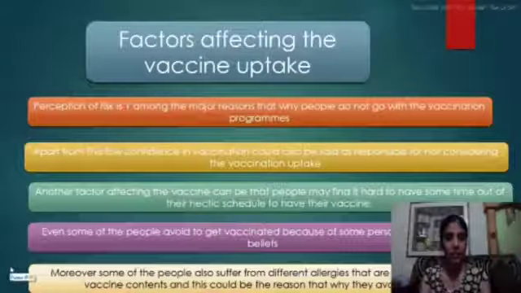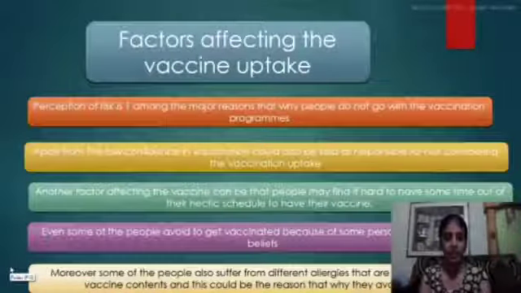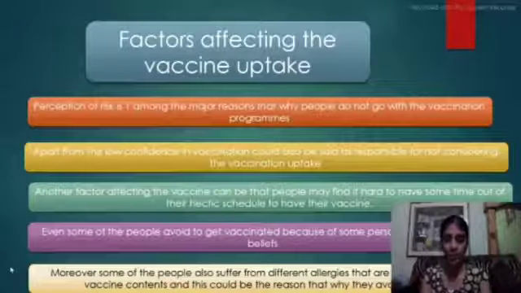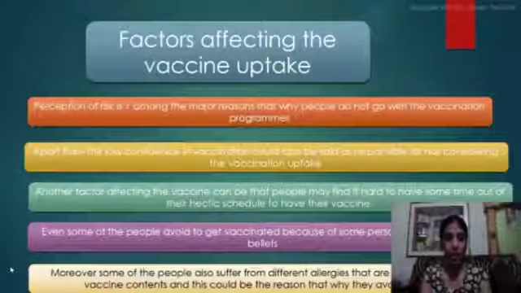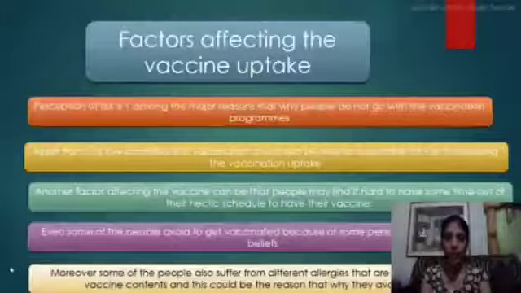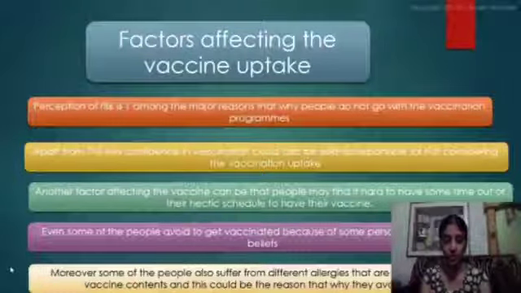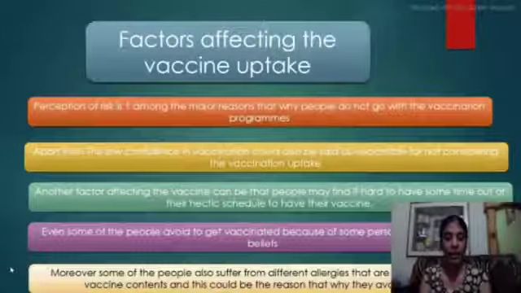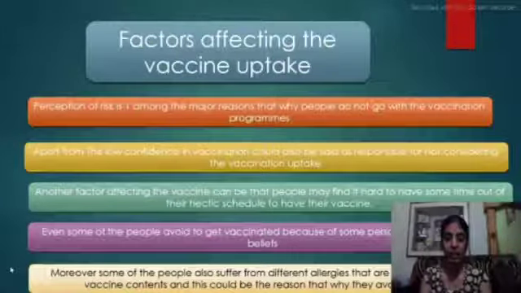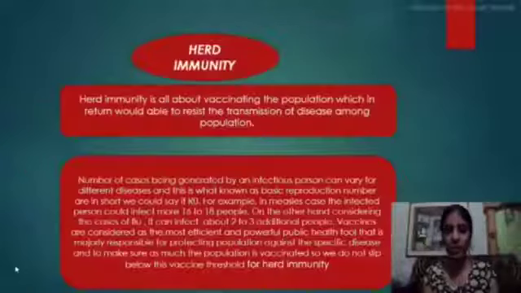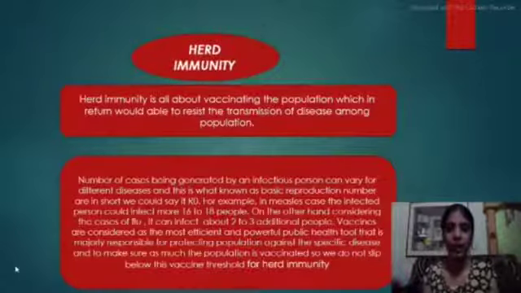So let's discuss the factors affecting vaccine uptake. There are lots of factors, and the perception of risk is one of the main ones. Apart from this, low confidence in vaccination could also be responsible. Another factor can be that people may find it hard to take time out of their hectic schedules to have their vaccines, which aim at providing herd immunity.